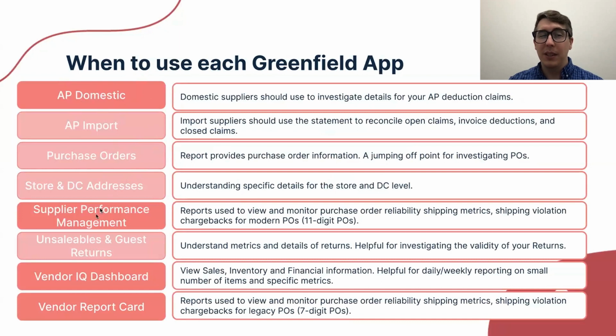We've talked through most of these: supply performance management, vendor report card. We're going to get to that in a second. Vendor IQ covers sales, inventory, and financial information. Like, what's our sales to date for the latest 52 weeks, or what's the breakdown of my sales by item over our current fiscal year. You can build all that, set it up, and have it refreshed anytime you check it. So good stuff to be aware of.